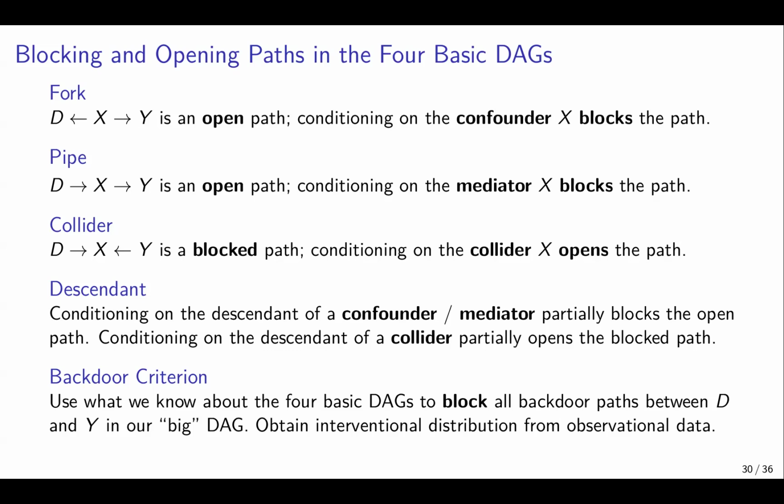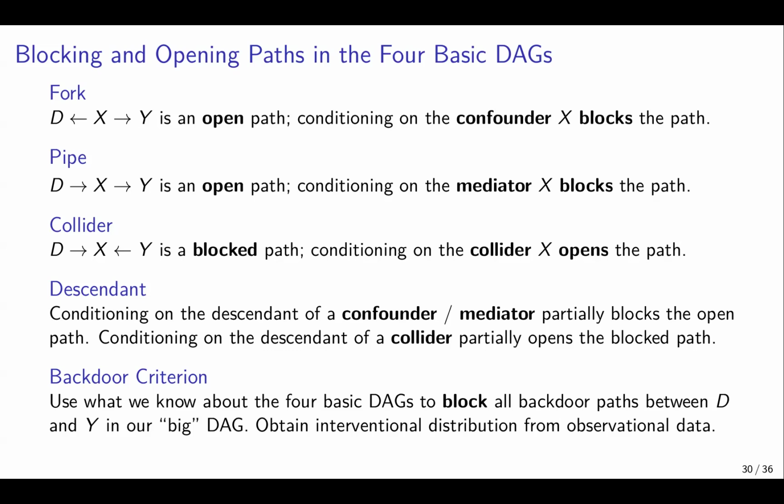With the pipe, on the other hand, the path from d into y is not a spurious path. It's a causal path. It goes from d into x, x into y. It follows the one-way signs. This path starts out open. If we were to condition on the mediator x, that would block the path. So here we don't want to condition on x. If we're interested in learning the causal effect of d on y, don't condition on x.